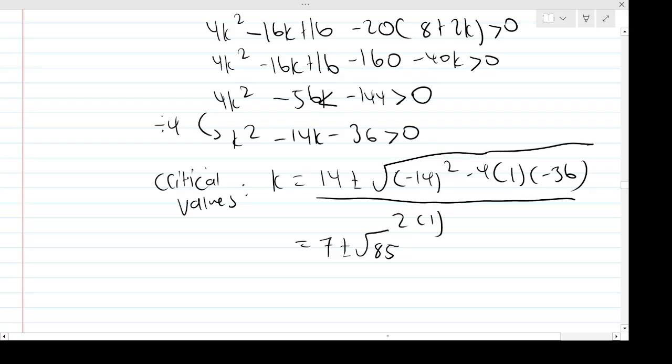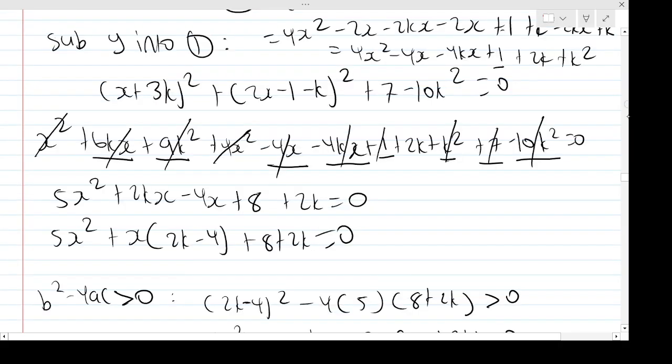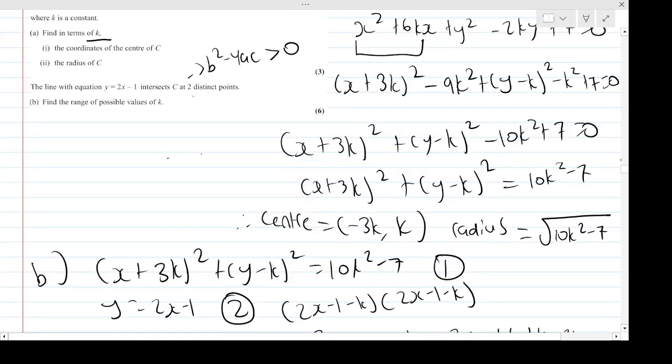So as a decimal then, if it helps, it's either going to be 16.22 or minus 2.22 to 2 dp. Just to help you sketch where roughly the two roots would be when we sketch the graph.